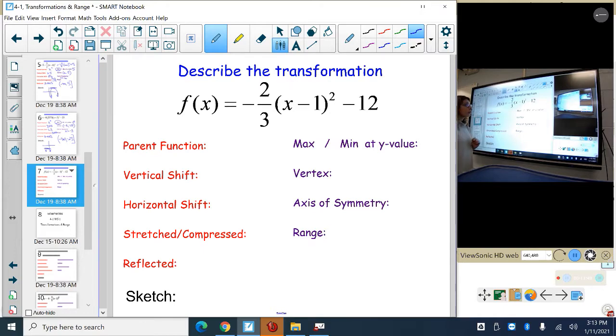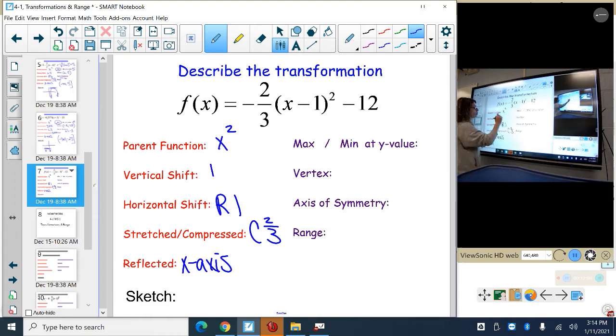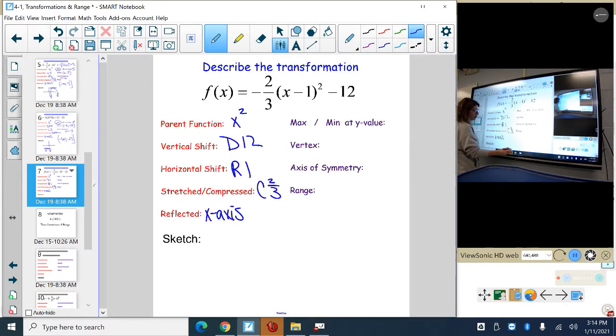Last example, and then we're going to go straight to your homework here. Read this from left to right. The negative on the outside says that I'm reflected over the x-axis. 2/3 is a fraction between 0 and 1, so it's compressed. Minus 1 means I'm going to go to the right 1. X squared is my function. Minus 12 means I'm going to go down 12.